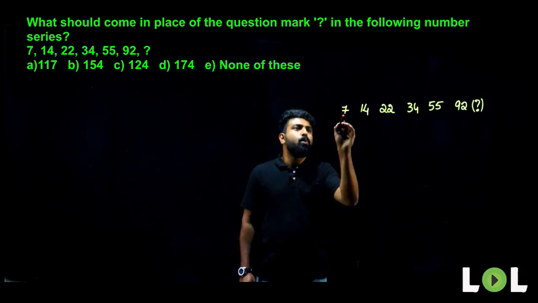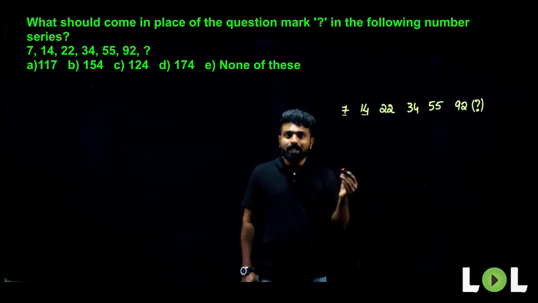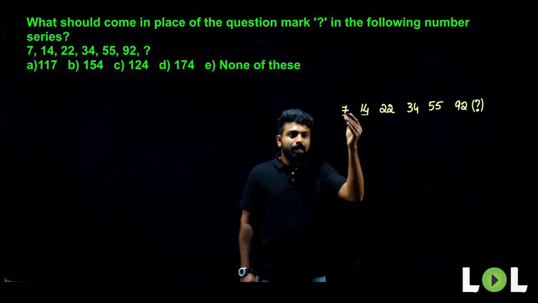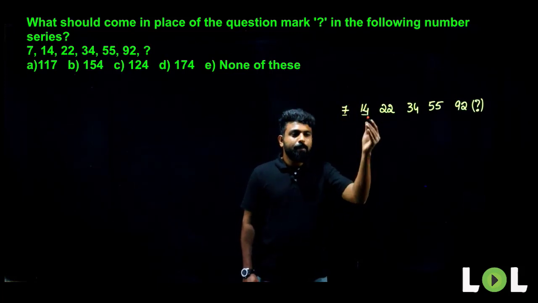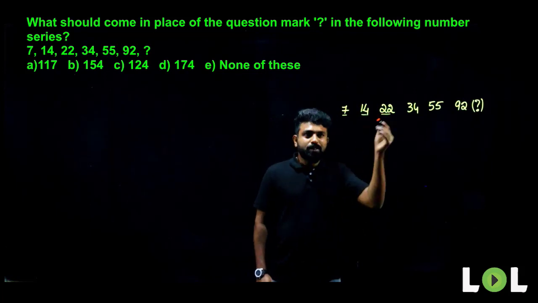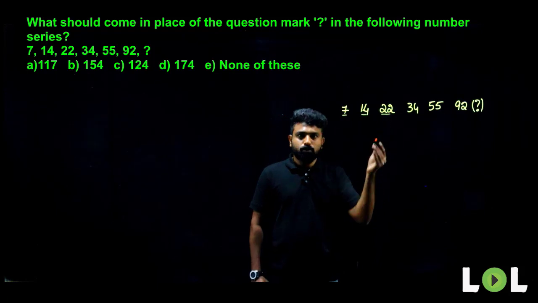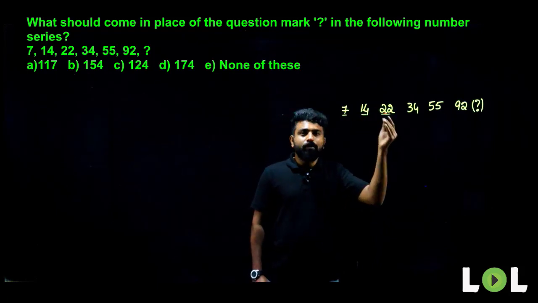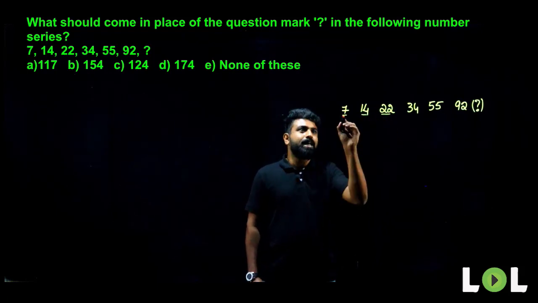But wait, when I look at my first term and the second term, what's happening? 7 into 2, that is multiplication. 7 into 2 is giving me 14. Then look at my third term here. The third term is 22. But what is 7 into 3? 7 into 3 is 21. So, which means I will not be going with multiplication. Instead, I will be following my same steps.